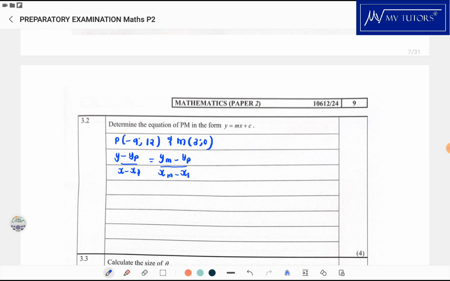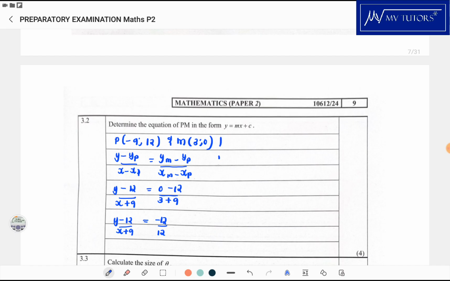So now yp is 12 and xp is minus 9. So minus minus 9 is just going to be positive 9. And then ym is 0 minus yp, xm is 3 minus xp, minus minus is going to be a plus. So we have y minus 12 over x plus 9, equal to minus 12 over 12, which is just negative 1, okay?